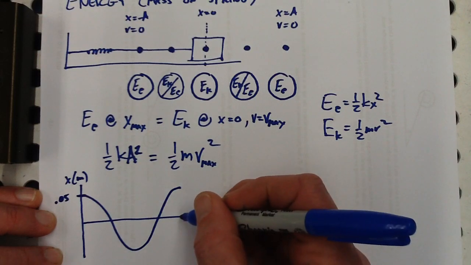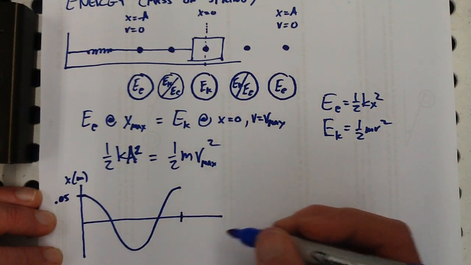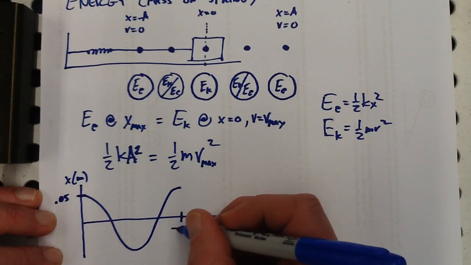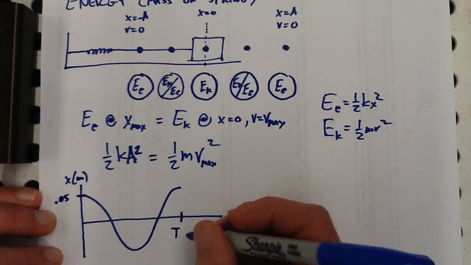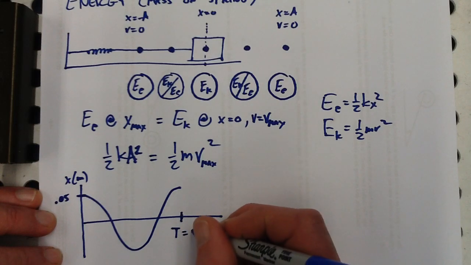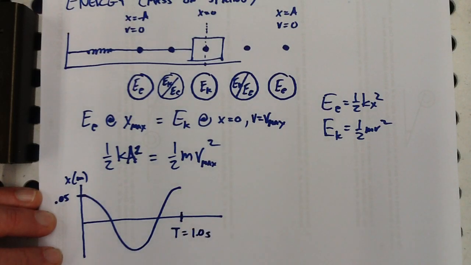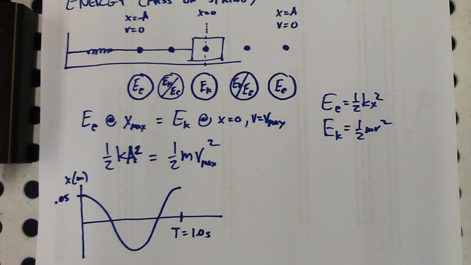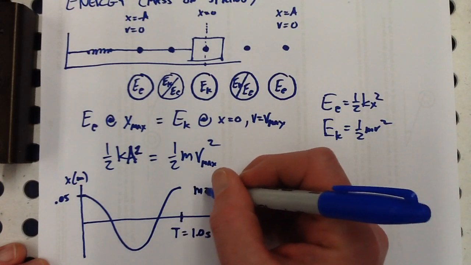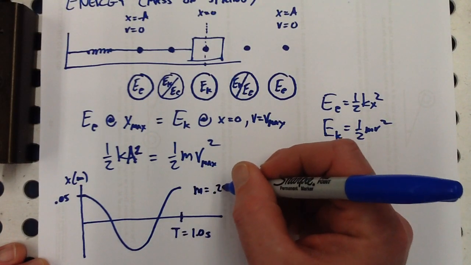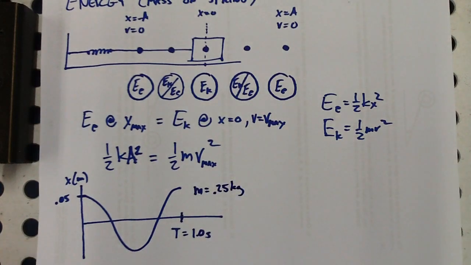Right? And say we also know that the period here, the time that it takes to go through one full cycle, is, let's just make it 1 second. And probably we know what the mass of the object is, so let's make the mass equal to, how about 0.25 kilograms. All right, so that's interesting. What do we know and what can we figure out here?